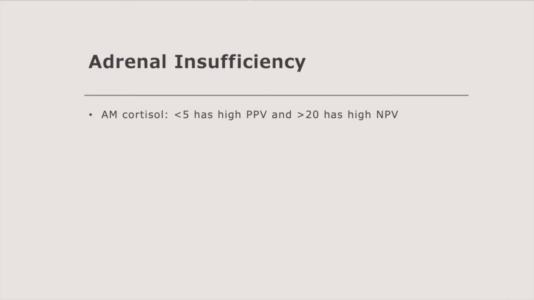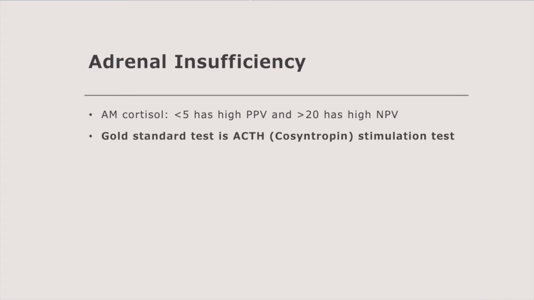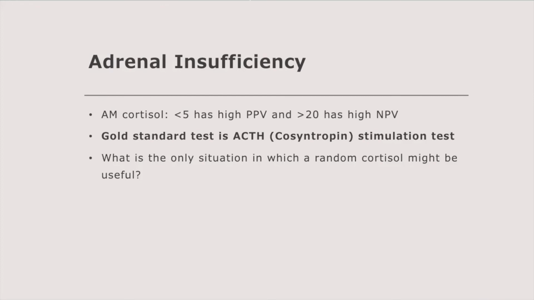I don't know about you guys, I'm not the most lucky person. It almost always, for me, falls between 5 and 20, and that is indeterminate for adrenal insufficiency. So the gold standard test is an ACTH or Cosyntropin, the brand name stimulation test, okay? And what you're looking for is you give them some ACTH, and then an hour later, the cortisol should be above 18 to 20. And if it's not, that is diagnostic for adrenal insufficiency. Is there any situation you could think of, maybe that applies to this patient, where a random cortisol might be useful?